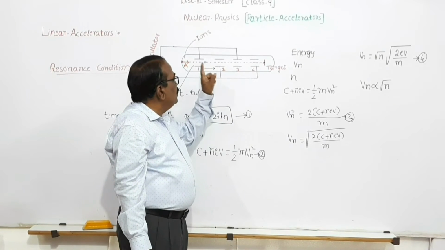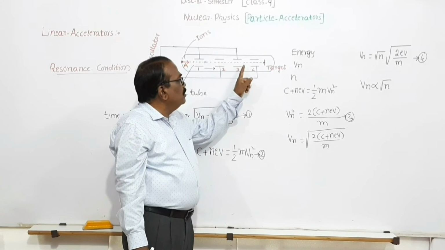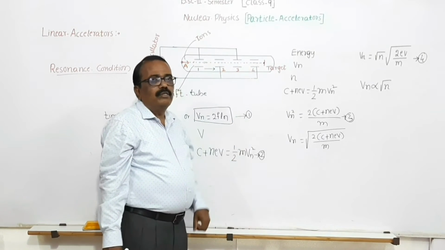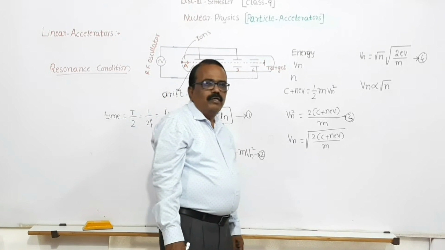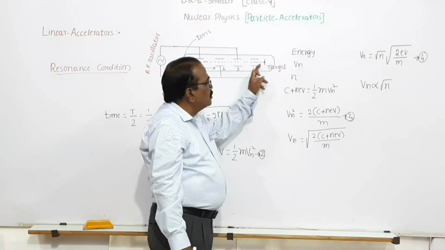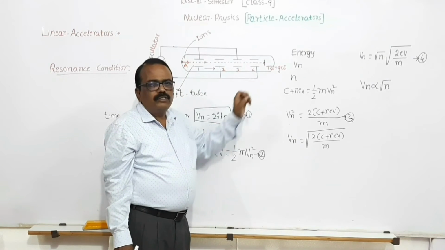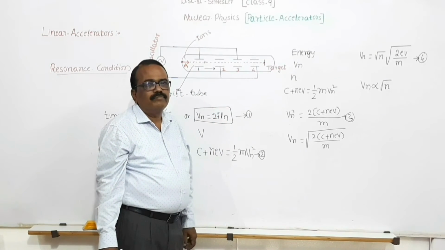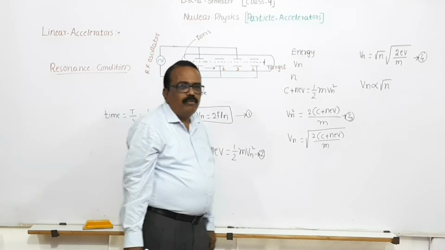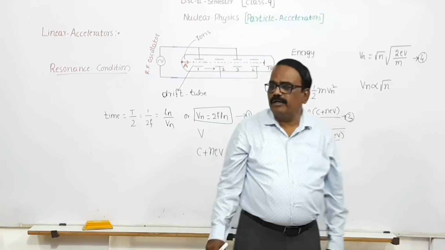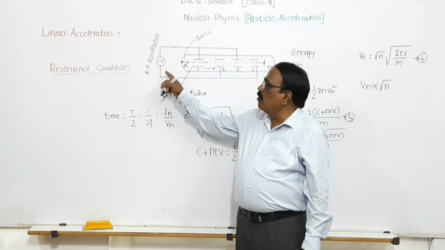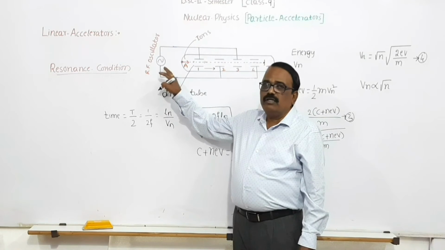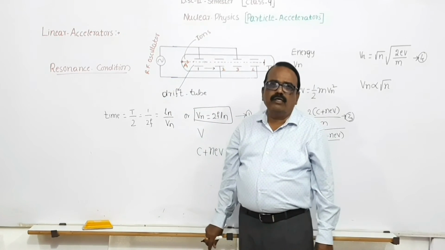Also, energy is gained by the ion in each gap. The beam on striking this target consists of pulses of particles. The number of these pulses per second is equal to the frequency of this radio frequency oscillator.